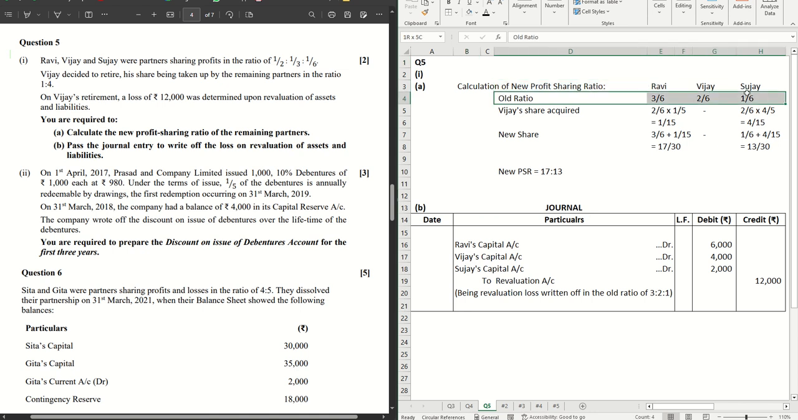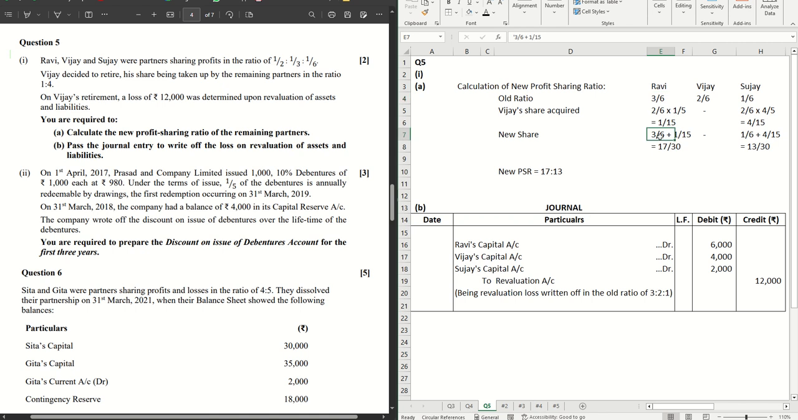The old ratio is given, 3 is to 2 is to 1. Vijay's share is acquired by Ravi and Sujay in the ratio 1 is to 4. That means 1 by 5 and 4 by 5 out of Vijay's share, which is 2/6. Ravi is gaining 1 by 15 and Sujay is gaining 4 by 15 out of Vijay's share. I have seen some students just adding 1 by 5 and 4 by 5 to their existing shares, but that is incorrect. You have to calculate the gain first, out of 2 by 6, how much they are gaining, and then only you add that. Otherwise, your answer will never tally.